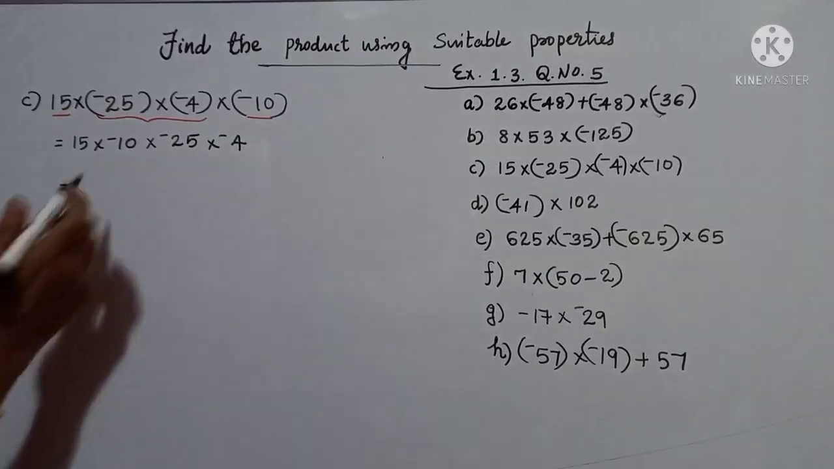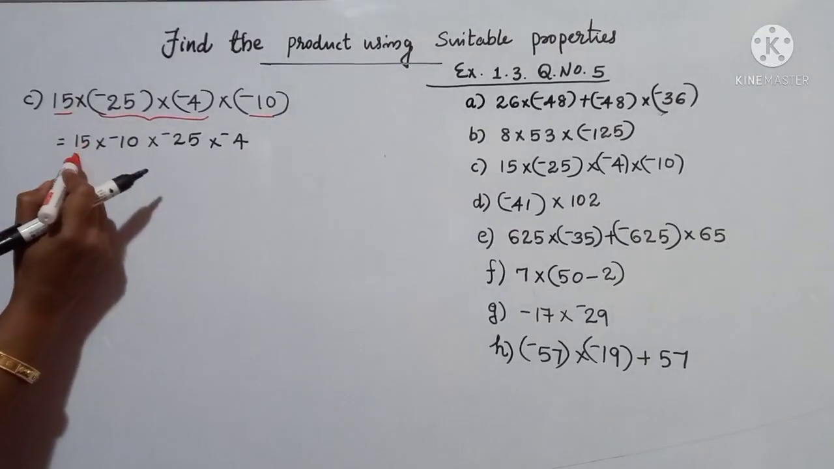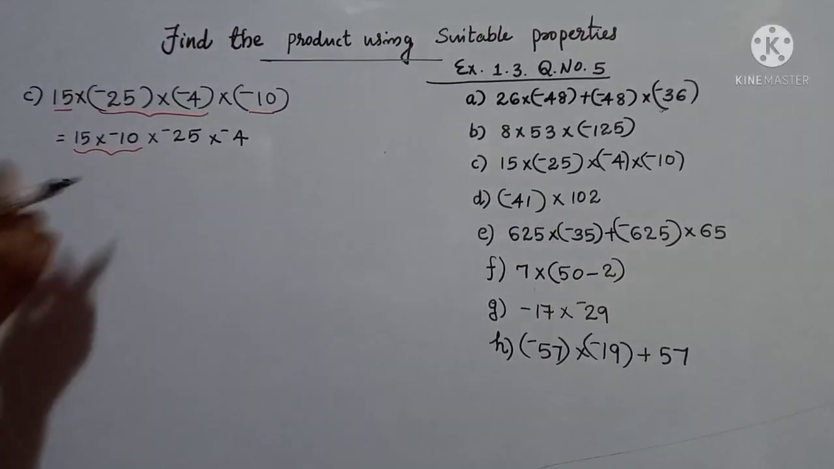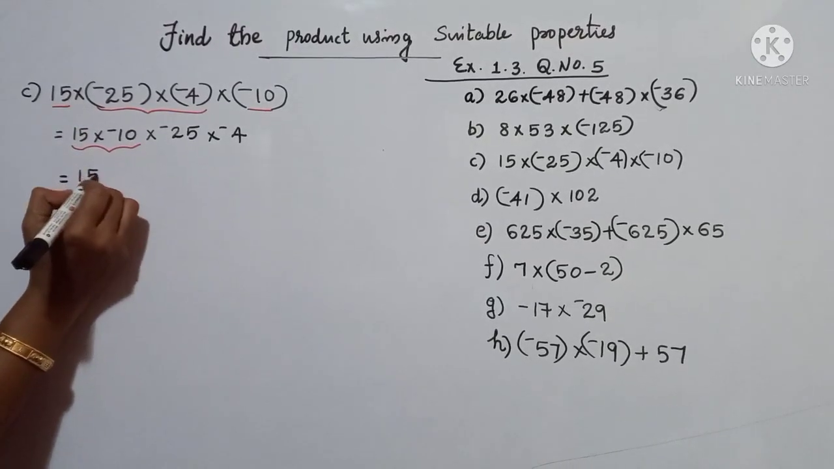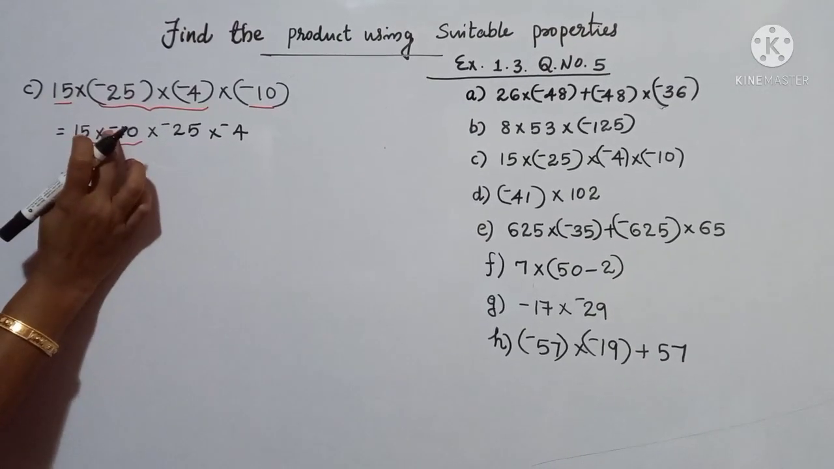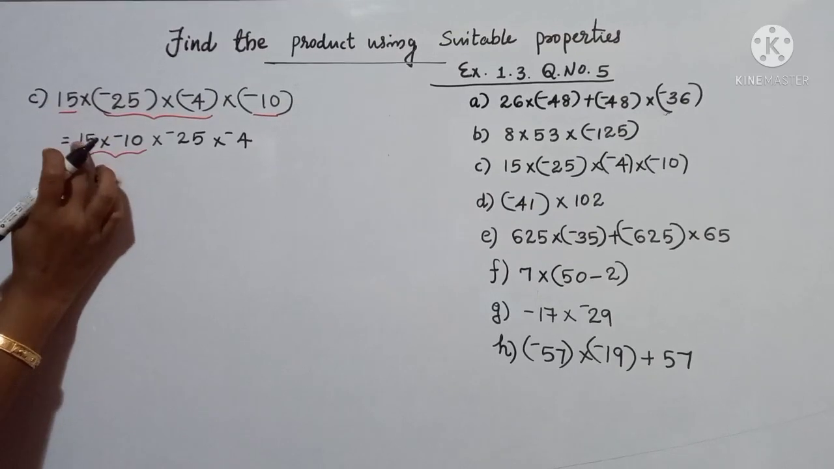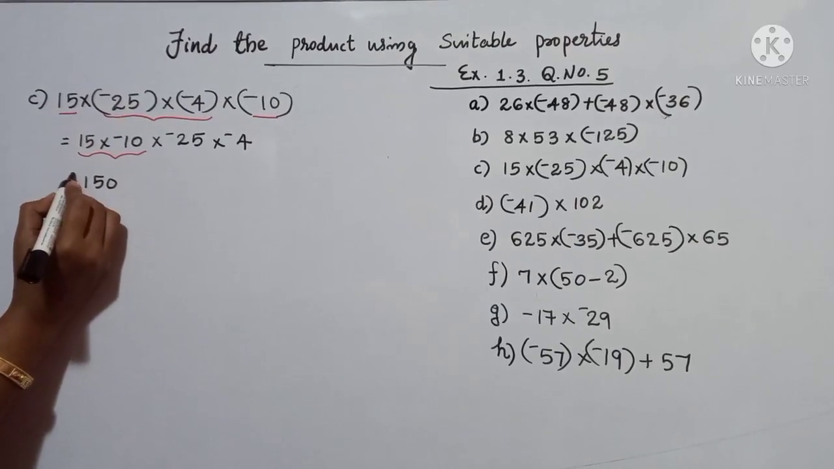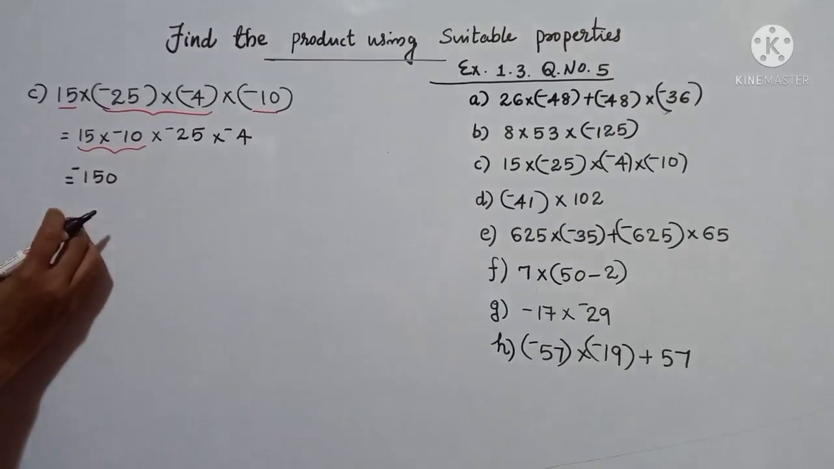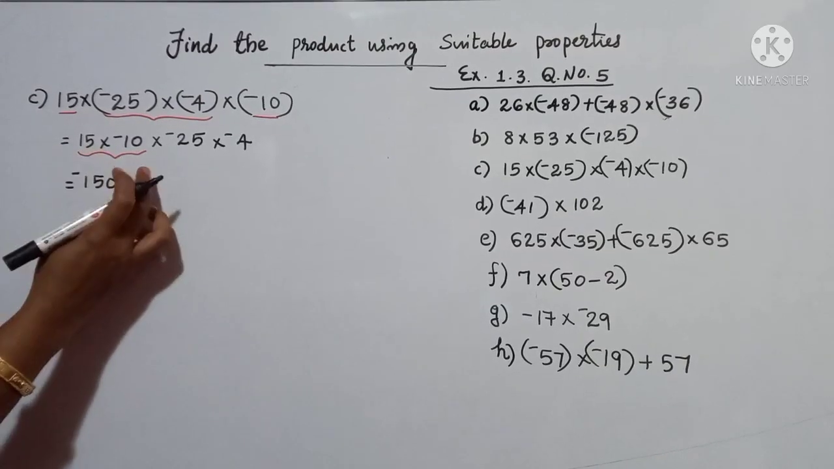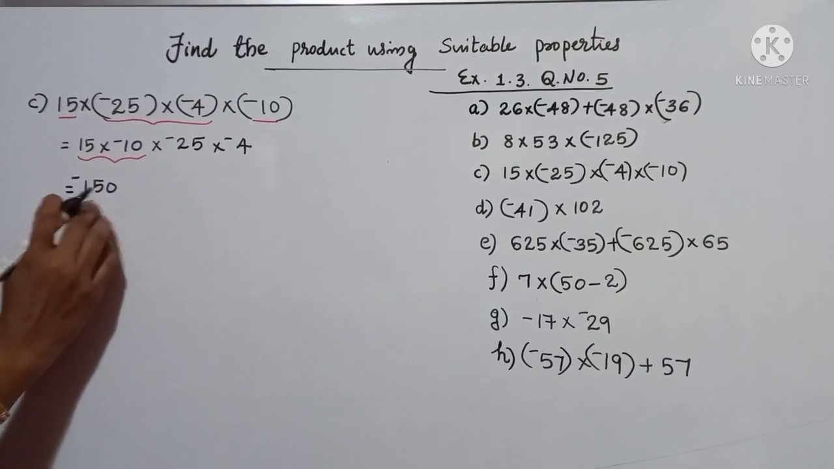Then next step, look here, 15 into minus 10. 15 into 10 is 150. And here, since one is minus, when we multiply a negative number into a positive number, the answer is always negative.